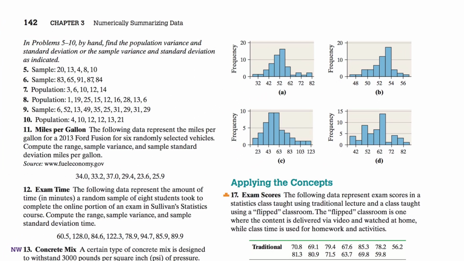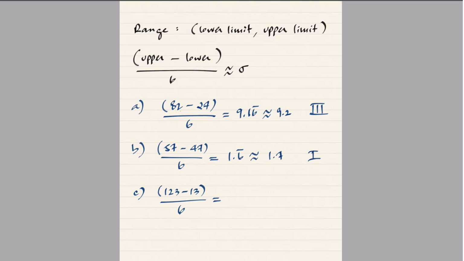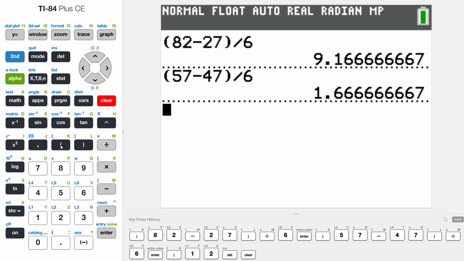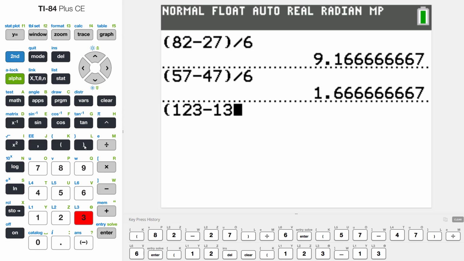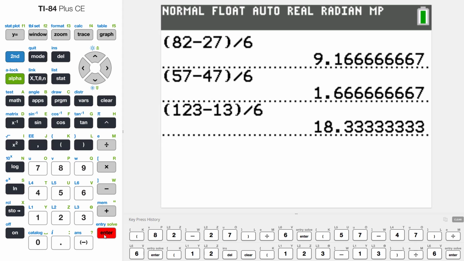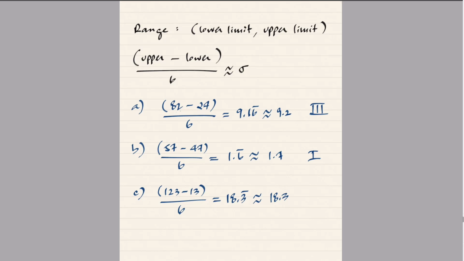And so as far as our range is concerned, you can see we have 123 minus 13 divided by 6. We want to get that on the calculator. I have 123 minus 13 divided by 6, and that's giving me 18.3 repeating. So again, I would want to put that down. And so I'm reporting that value as 18.3.